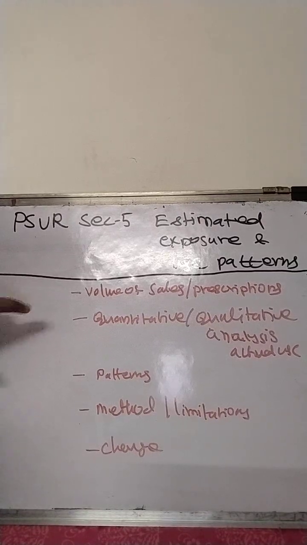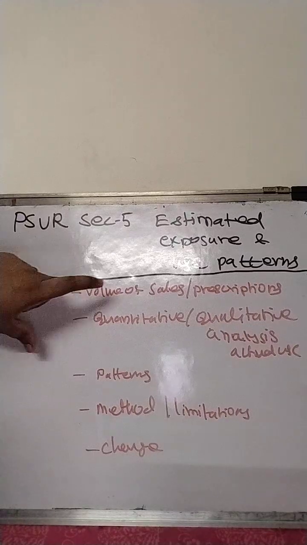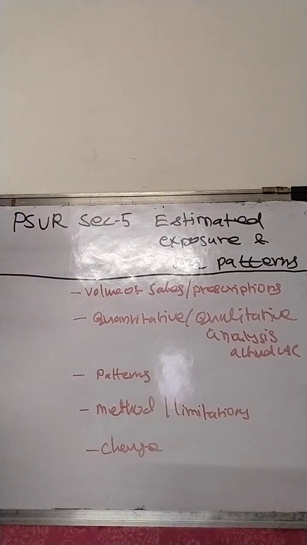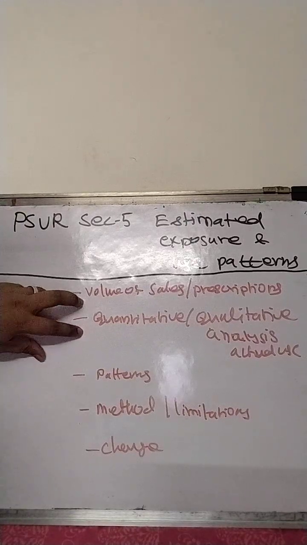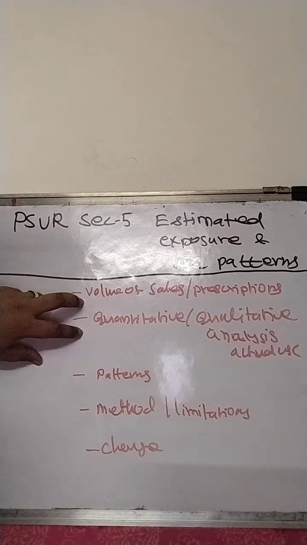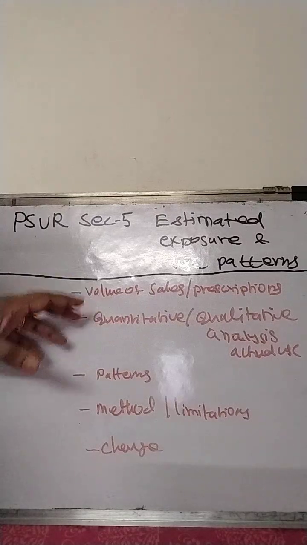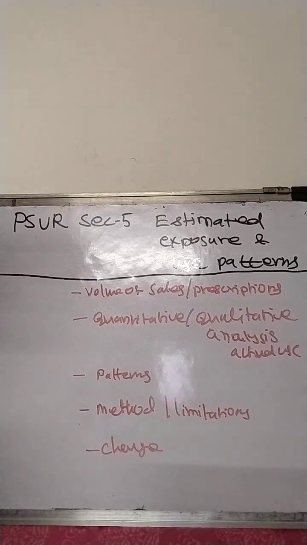Okay, so here volume of sales and number of prescriptions, based on that they could derive, and they can also apply quantitative analysis or qualitative analysis. Quantitative means whatever volume they have is quantified, they are able to measure that. And even they can use qualitative analysis. Qualitative analysis is the actual use, when they are having that particular data, that also can be analyzed.